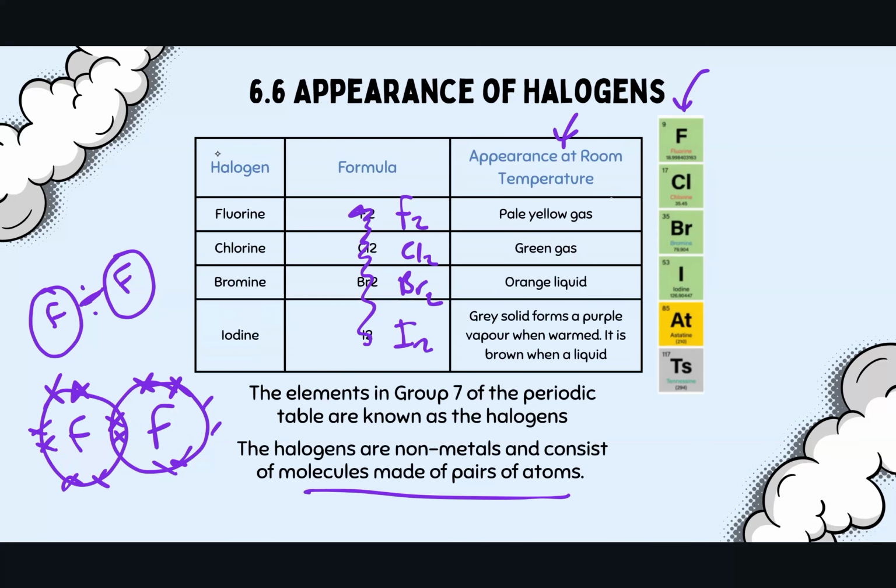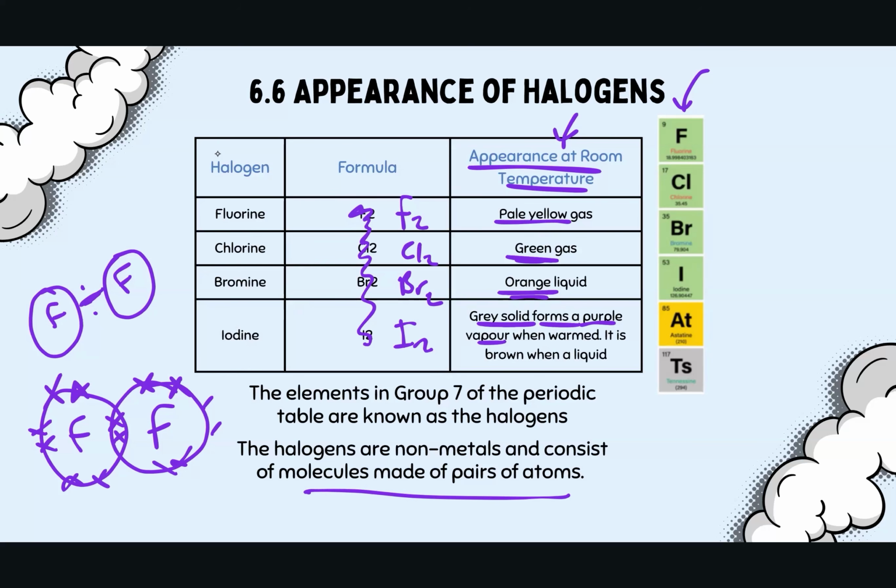Okay, now appearance. And this is what you've got to remember, the appearance becomes darker as you go down the group. So it starts a pale yellow, green, orange. Iodine is a grey solid, which forms a purple vapor. So fluorine's a pale yellow gas, chlorine's a green gas, bromine is an orange liquid, and iodine is a grey solid, which forms a purple vapor.